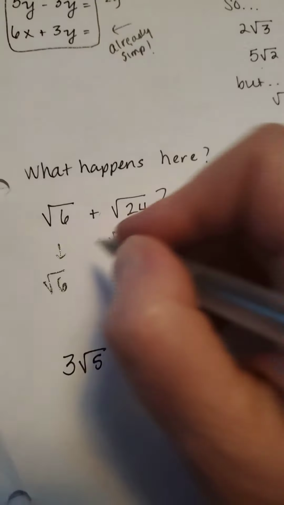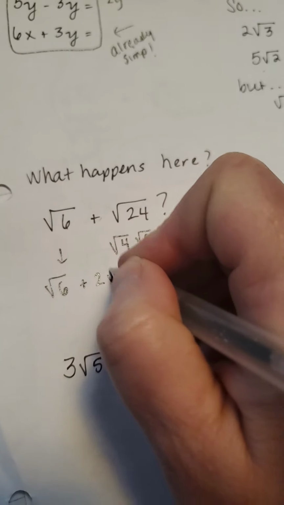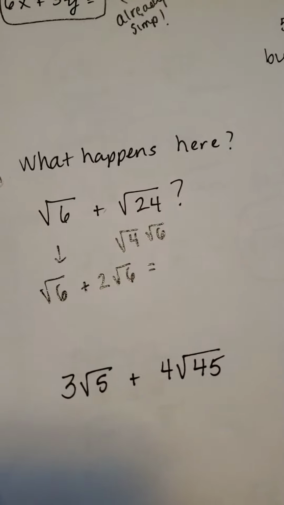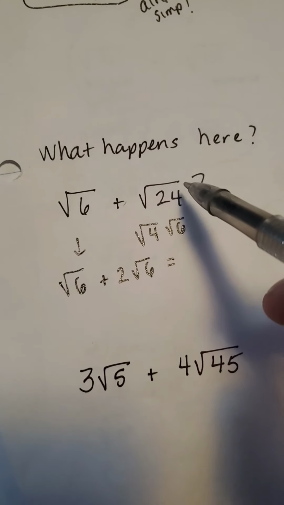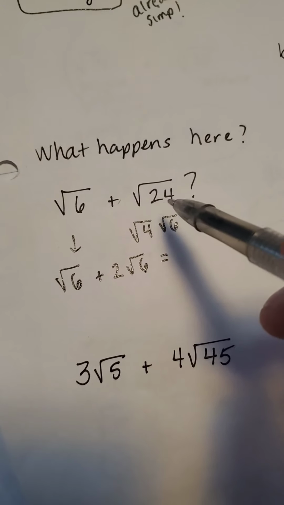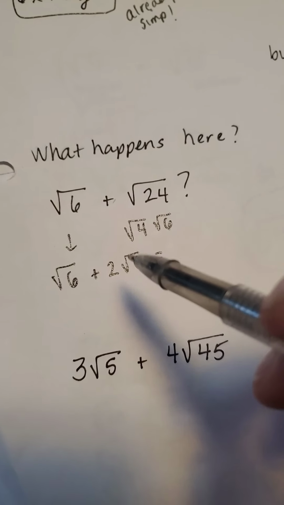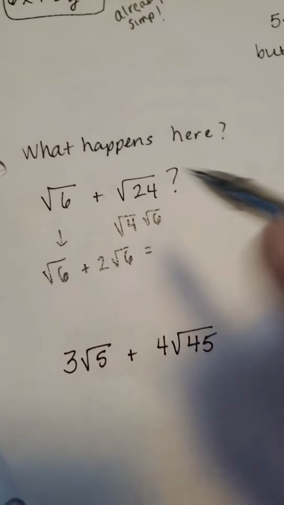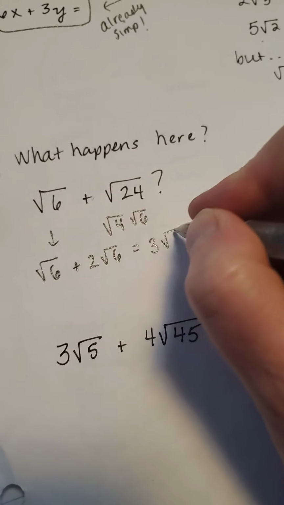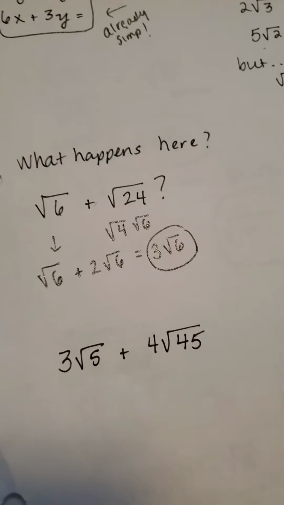to write this problem so it has like terms. See, it was written as radical 24, but I was just able to change the way it looked to turn it into 2 radical 6. And you can add 2 radical 6 plus radical 6. That equals 3 radical 6.